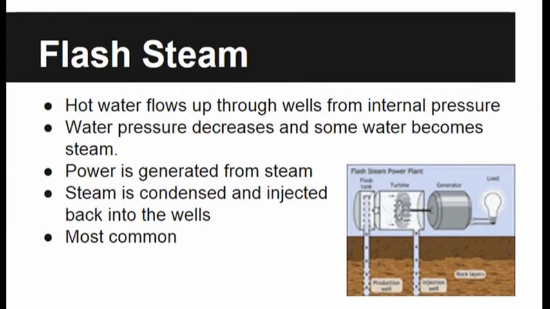In flash steam, hot water flows up through the wells from internal pressure. The water pressure then decreases and some water becomes steam. Power is generated from this steam, and then the steam is condensed and injected back into the wells. This is the most common because it allows you to generate more steam at lower temperatures. This cycle requires water at 360 degrees.